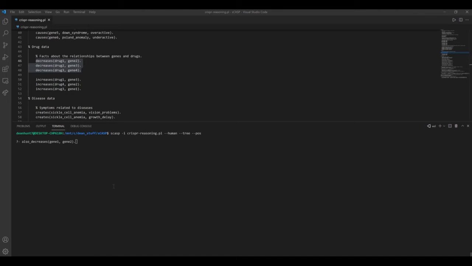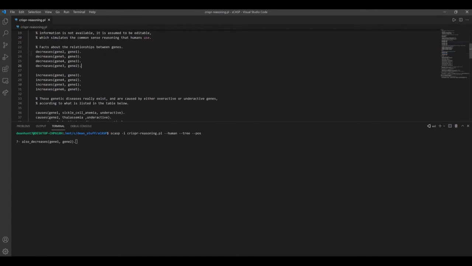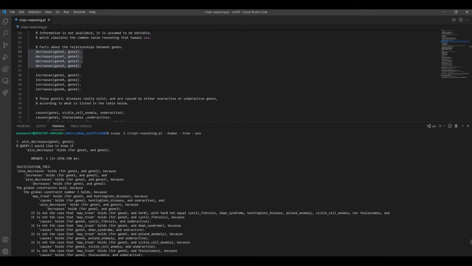The next predicate I'll demonstrate is the also decreases predicate. We can see that we've defined some facts about certain drugs and genes decreasing each other, but these are only length of 1. The also decreases predicate will allow us to see other links. So we can see that gene 1 also decreases gene 2, even though they aren't explicitly defined anywhere, because gene 1 increases gene 3, and gene 3 decreases gene 2. Therefore, the system can reason that gene 1 will also decrease gene 2, even though that relationship is not explicitly defined. This is a nice extension and will allow the system to reason out different facts like this without the human having to do any work.